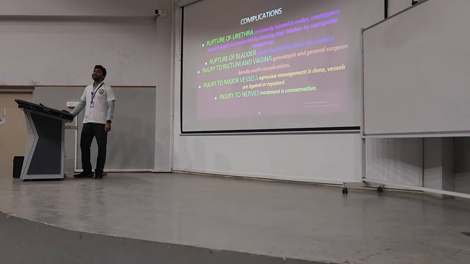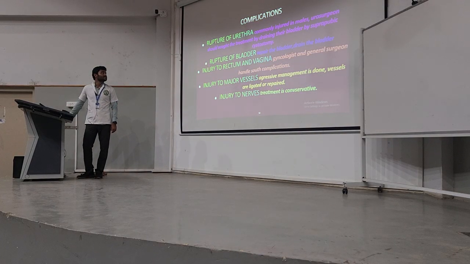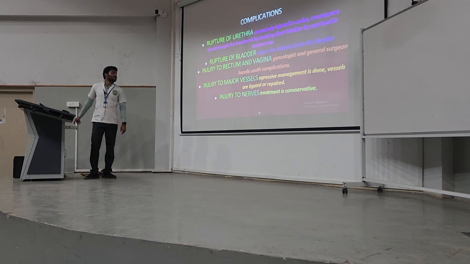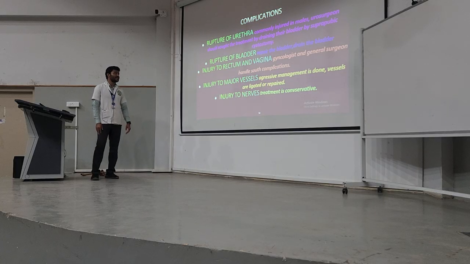So what could be the complications of the fracture of pelvis? Rupture of urethra, commonly injured in males. A urosurgeon should be sought, with treatment by draining the bladder by suprapubic cystostomy. Rupture of the bladder, repair the bladder, drain the bladder. Injury to the rectum and vagina.